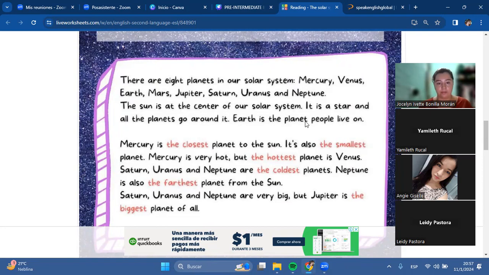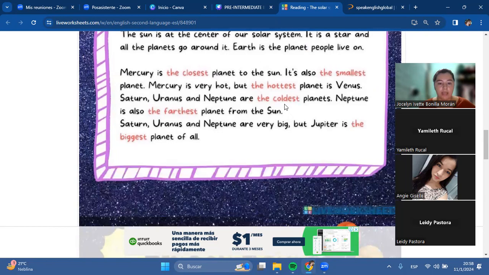There are 8 planets in our solar system. Mercury, Venus, Okay. Earth, Mars, Jupiter, Okay. Saturn, I don't know, Uranus. No worries. Uranus, and Neptune. The sun is at the center of our solar system. It is a star and the planets go around it. Earth is the planet people live on. Okay, thank you so much.